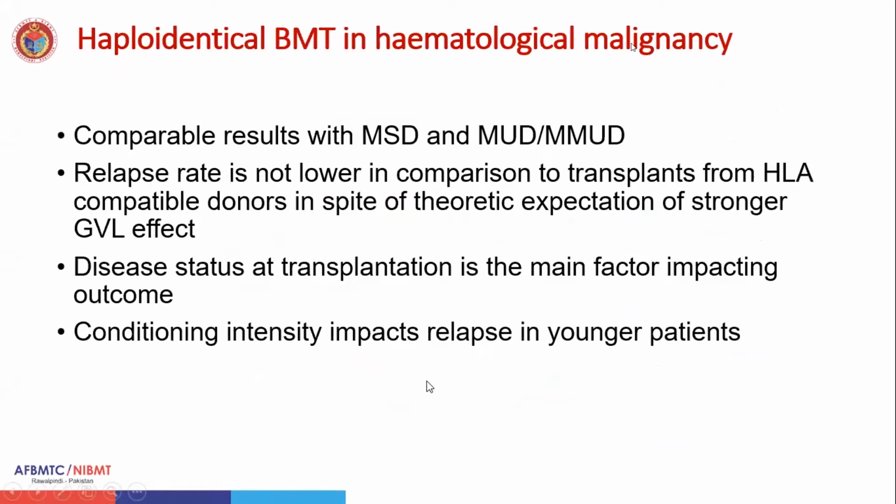So based on these and other studies, we see that the results with a haploidentical donor are comparable with those of matched sibling donor and matched unrelated or one antigen mismatched unrelated donor. The relapse risk is not lower, actually, in comparison to transplants from HLA compatible donors. And this is of course a bit surprising because one would expect that with a major mismatch in the HLA, the GVL effect would be stronger in a haploidentical donor, but that's not the case.